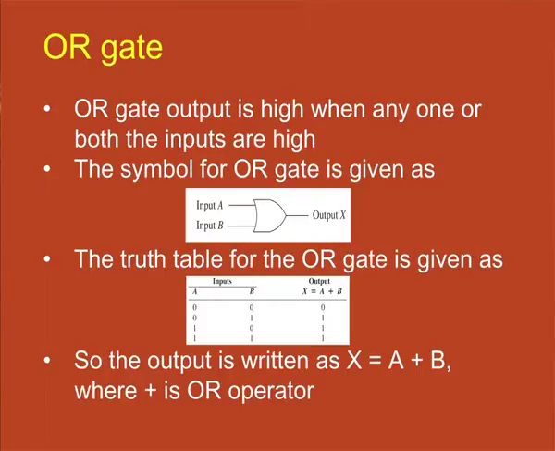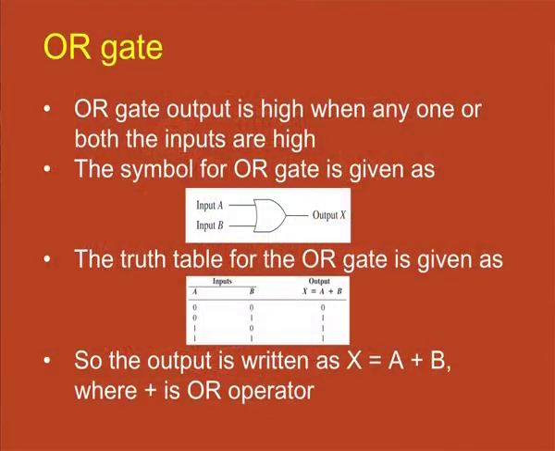Now, the next basic gate that we want to discuss is OR gate, and in OR gate the output is high when any one or both the inputs are high. And here in this slide we have shown the symbol of OR gate, which has 2 inputs A and B and one output which is X.